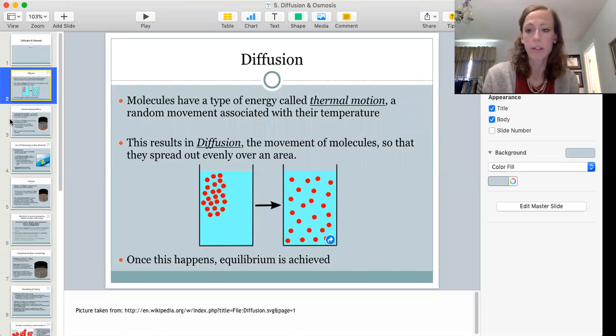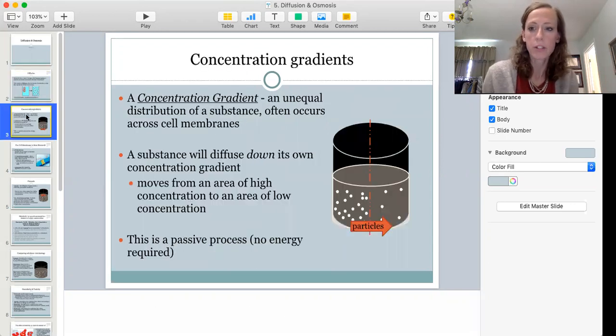And once this happens, we say that it's reached equilibrium. There's no confinement of the particles in one area, so it's spread out and it's at a steady state. Okay, so let's move to the next slide.